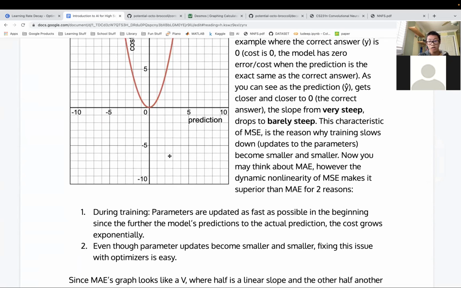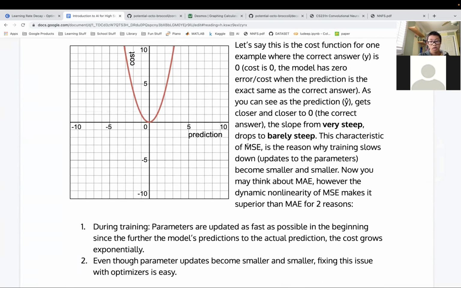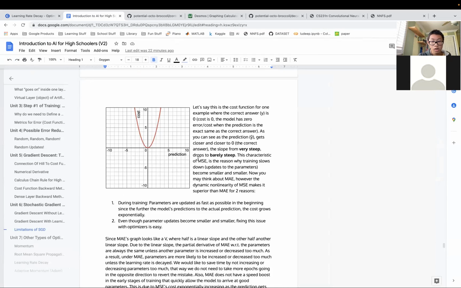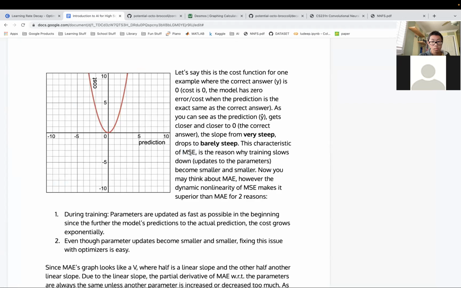But before we get there, I need to talk about the two different cost functions. You remember MSE and MAE? Mean squared error takes the average squared error across each prediction, but mean absolute error takes the average of the absolute value of every error.